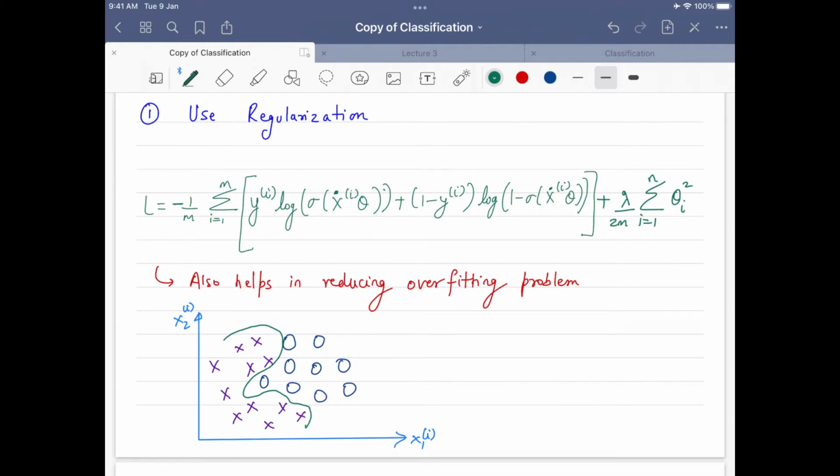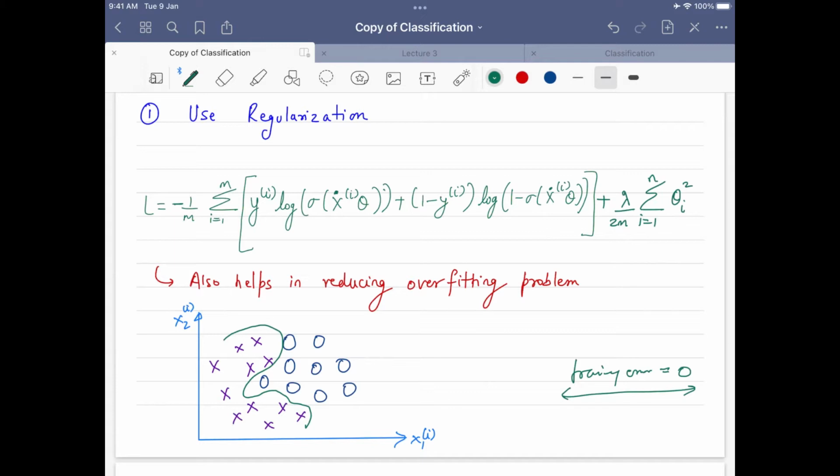Here you can see the training error is almost 0 because all the points are properly classified, and your boundary is highly nonlinear. The nonlinearity is coming because you are using a large number of features, and each and every data point is correctly classified. So what you can say is your training error is equal to 0. Let us see whether this particular situation really helps us or not.